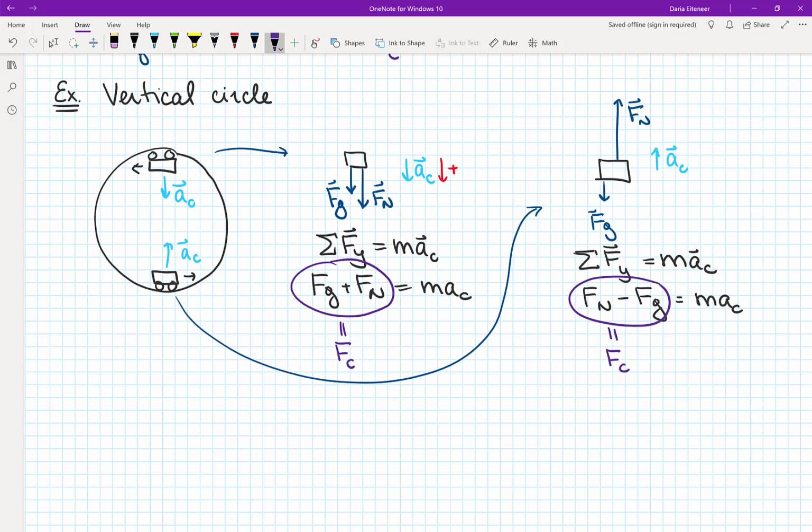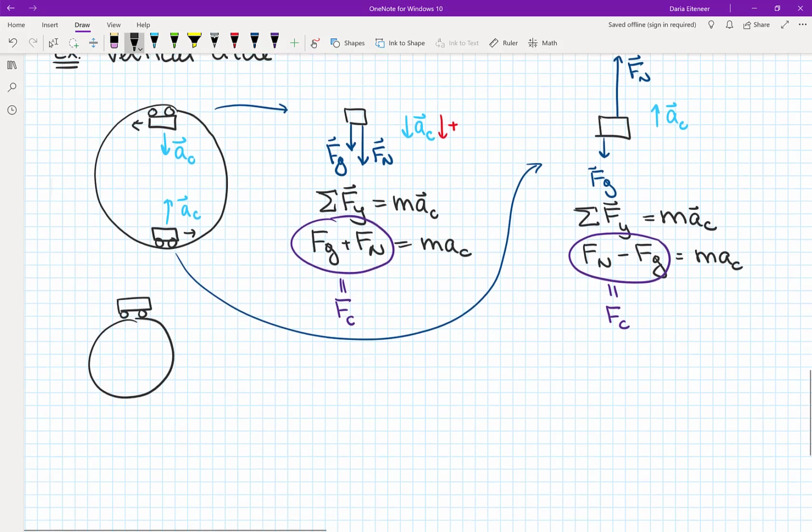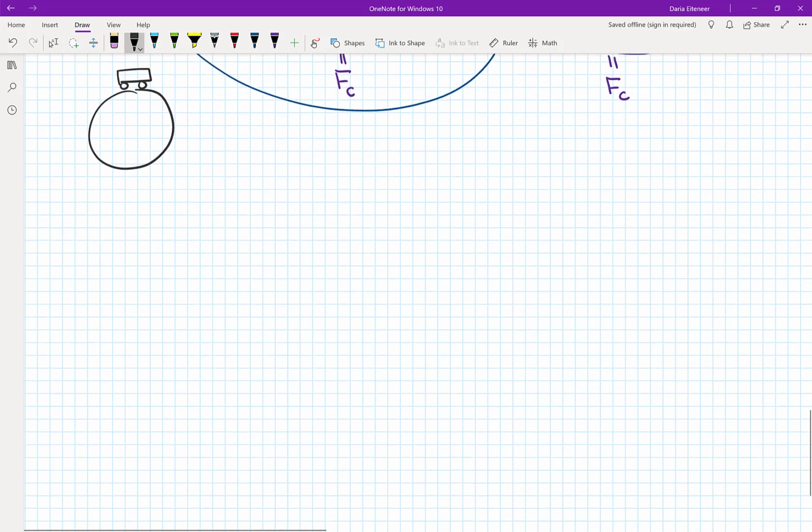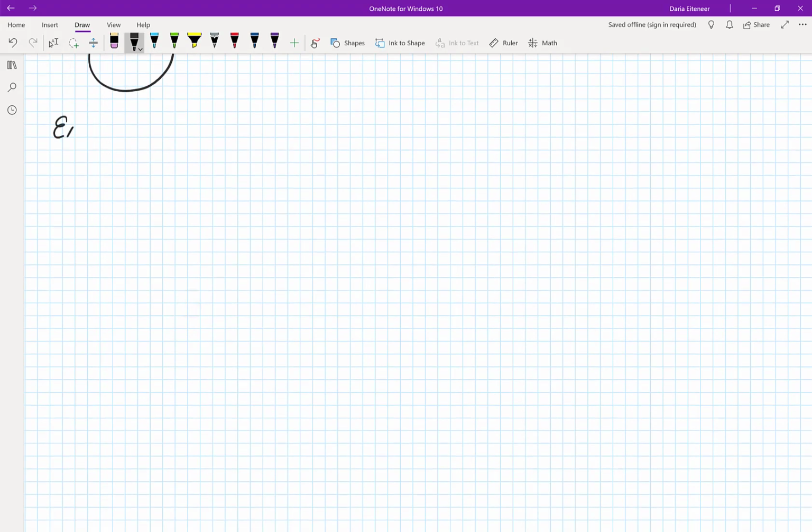And if the cart was outside of the track, like this, then there definitely would be a different combination of forces, right? So again, here we have gravitational force and normal force. One more example. This one is called banked turn.